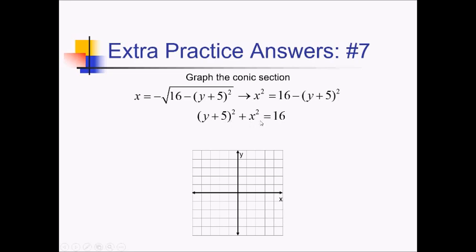So we have a center of, well, these x's and y's are actually in the wrong order. So we have 0 for the x value and negative 5 for the y value. And then radius is going to be the square root of 16, so that's going to be 4.